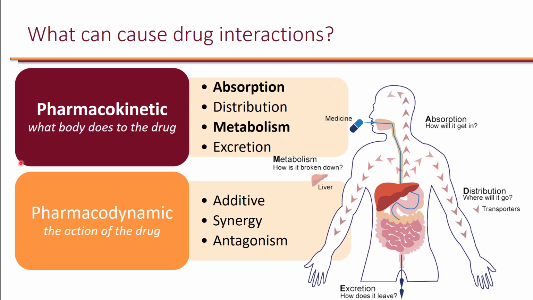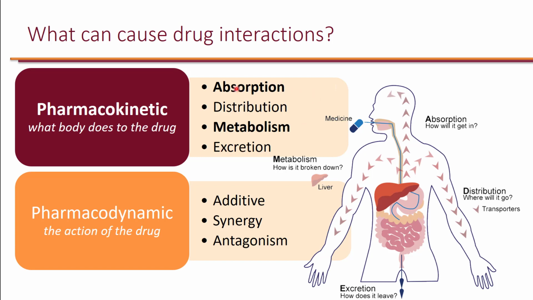In general, pharmacokinetic refers to what the body does to the drug. And in general, we're talking about four things: absorption of the drug, distribution of the drug throughout the body, metabolism of the drug by the body, and excretion or elimination of the drug by the body.